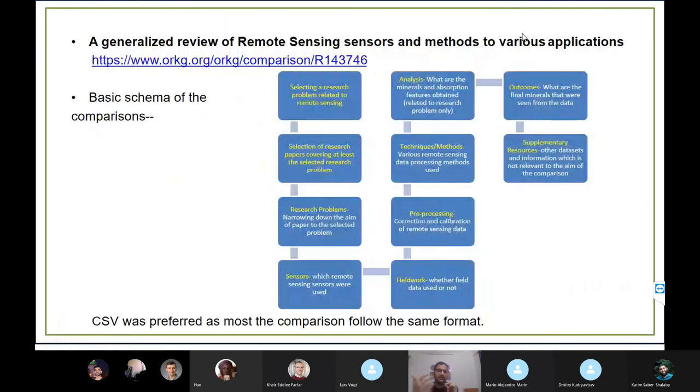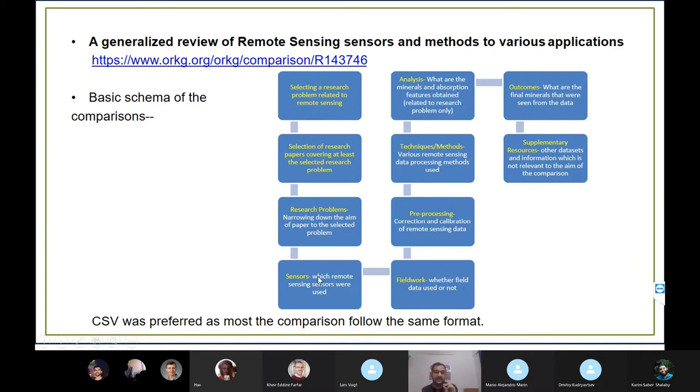Also, talking about the modeling approach. First of all, I selected a research problem related to remote sensing, only remote sensing. Then a selection of research papers covering at least the selected problem, for example mining, soil characteristics and others. Now, narrowing down the aim of the paper to the selected problem, because many research papers provide a lot of data sets and results which are not useful for the particular problem I was searching for.